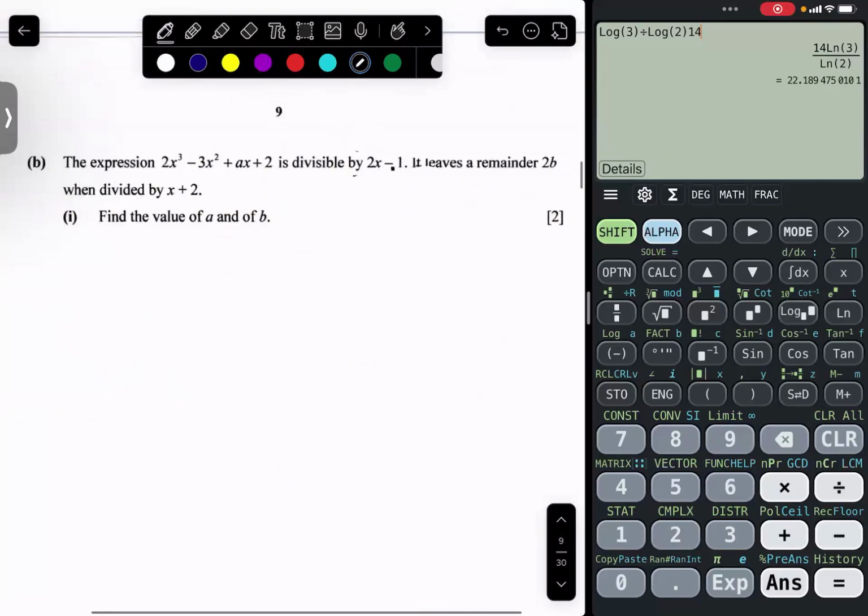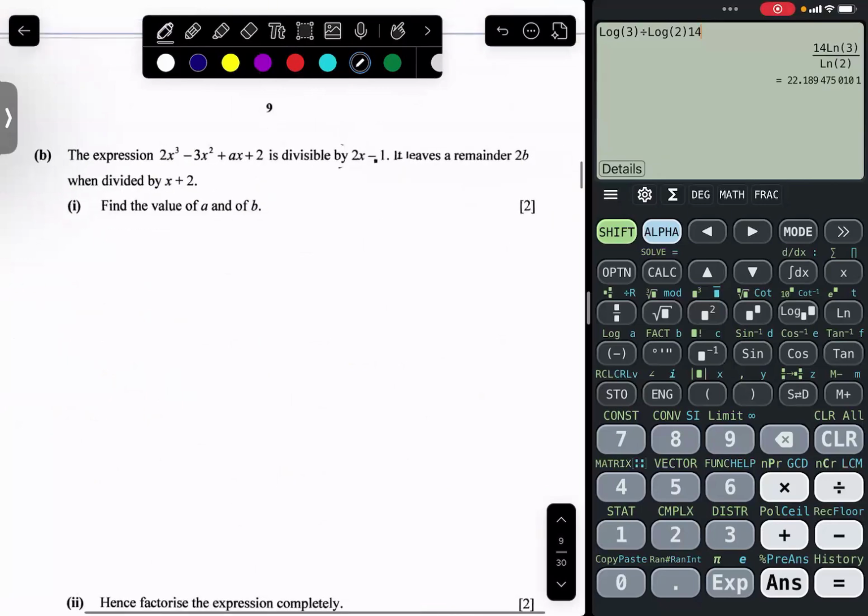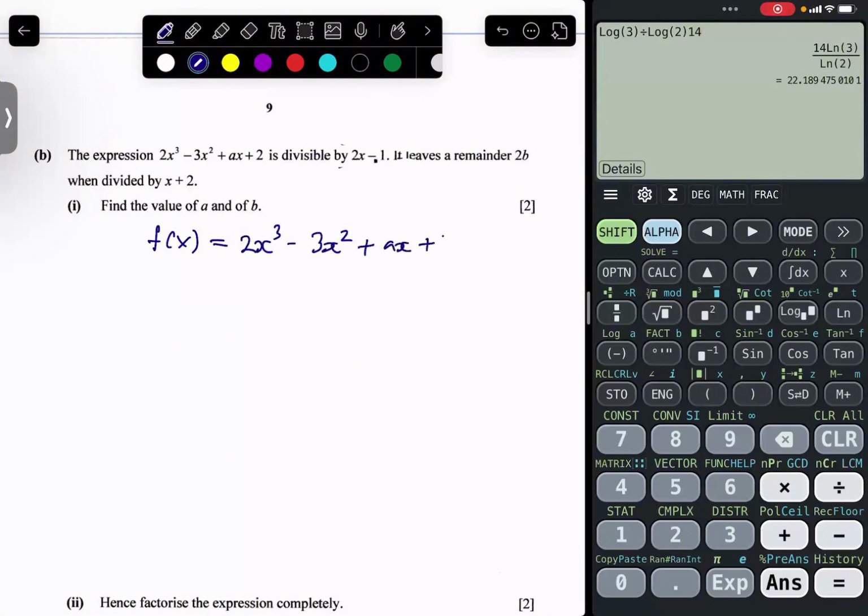Okay. B. The expression 2x cubed minus 3x squared plus ax plus 2 is divisible by 2x minus 1. It leaves a remainder 2b when divided by x plus 2. Find the values of a and b. So we have f(x) equals 2x cubed minus 3x squared plus ax plus 2.